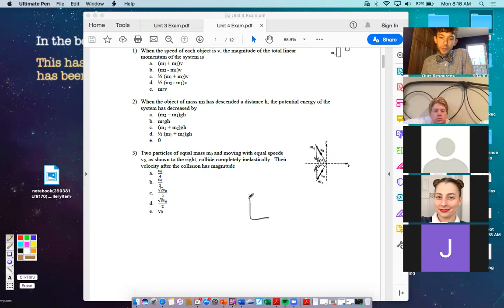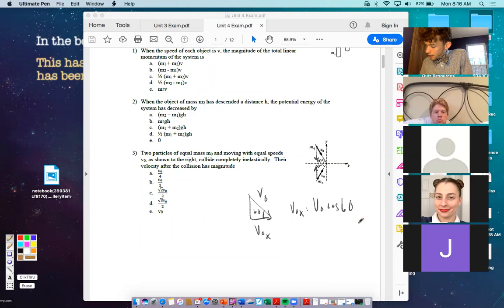This is going to be some simple trig. Here is the velocity. This would be the velocity in the x direction. This is 60 degrees. I'm looking at this top particle up here. So v naught x is going to be v naught times the cosine of 60, and the cosine of 60 is just 1/2. So that's going to be 1/2 times v naught. So they each have an x velocity of 1/2 v naught.